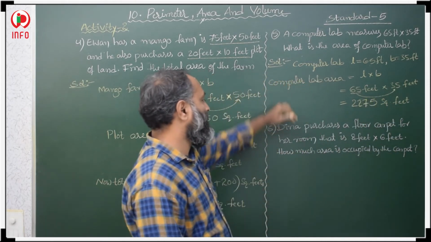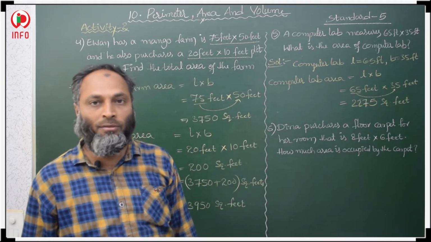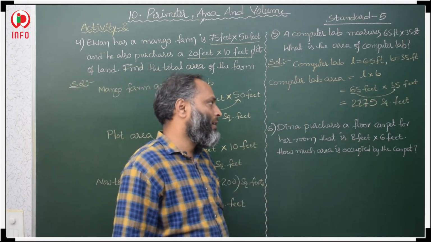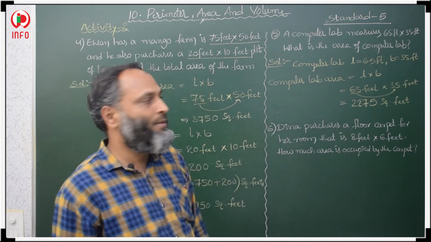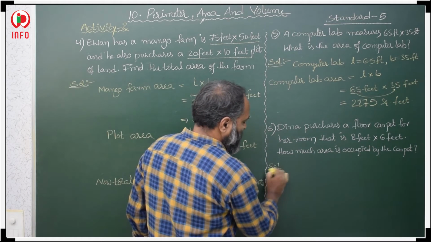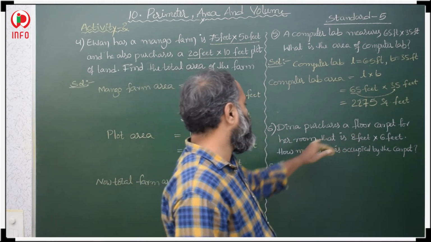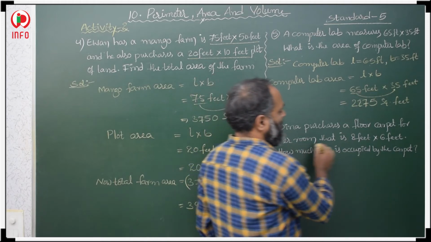This is the area of the computer lab. Multiply 65 with 35. That product you have to find. So what is that product? 2275 square feet.